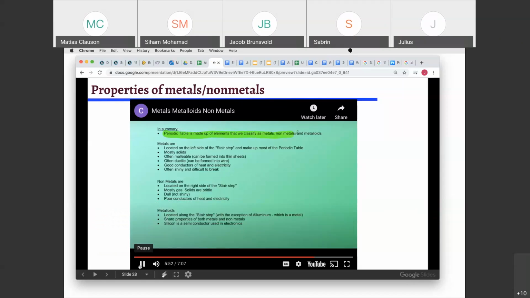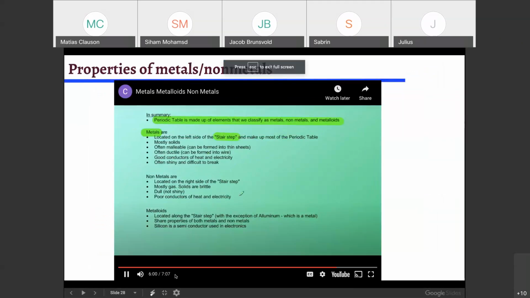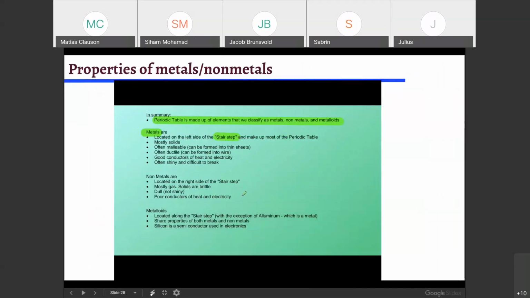Elements that we classify as metals, nonmetals, and metalloids. The metals are located on the left of the stair step, and they make up most of the periodic table. Metals are mostly solid. They're often malleable, which means they can be formed into thin sheets. They're often ductile, which means they can be formed into wire. They are good conductors of heat and electricity. They're often shiny and difficult to break.